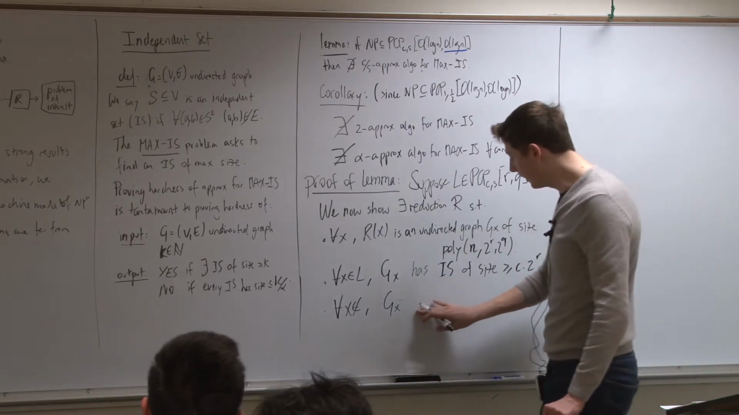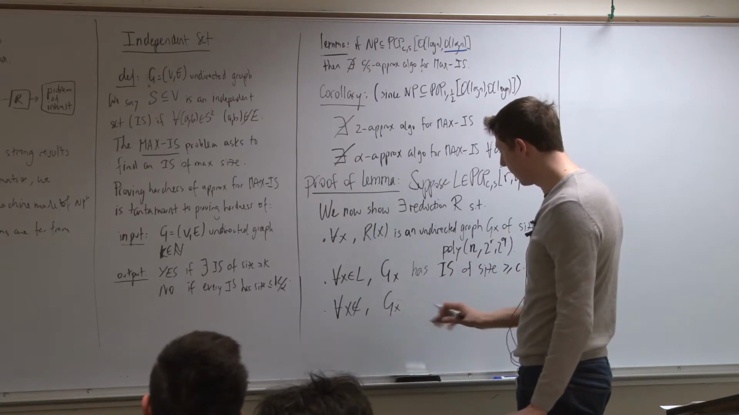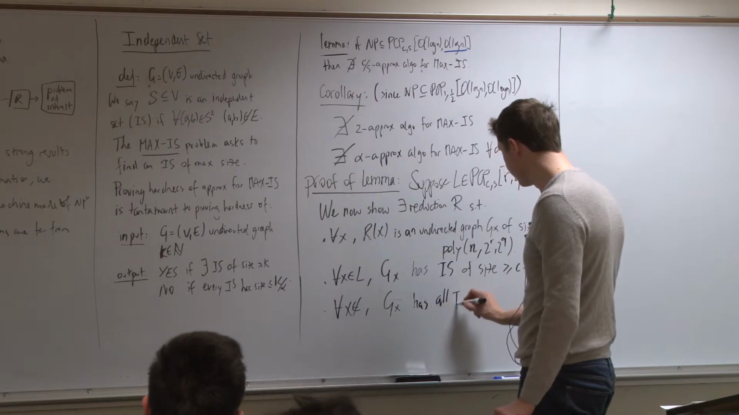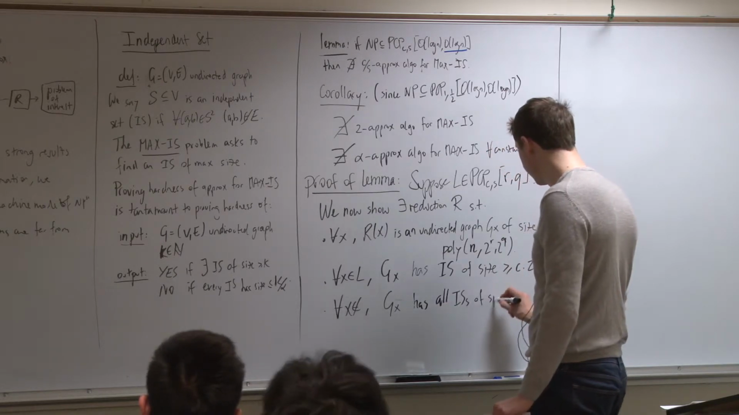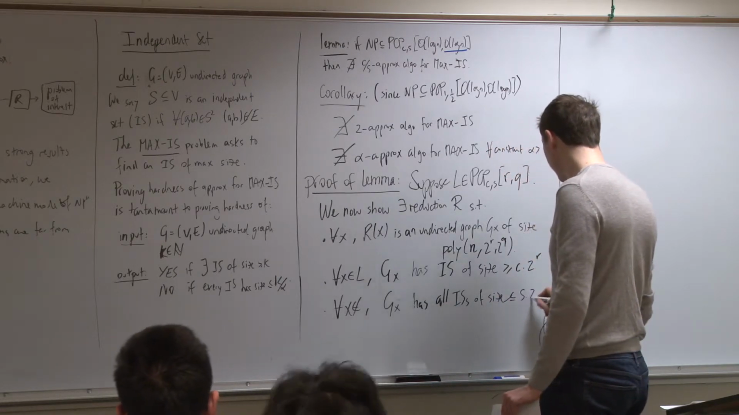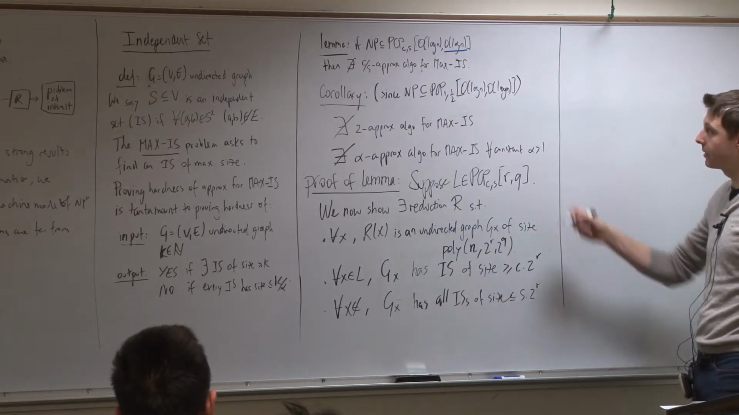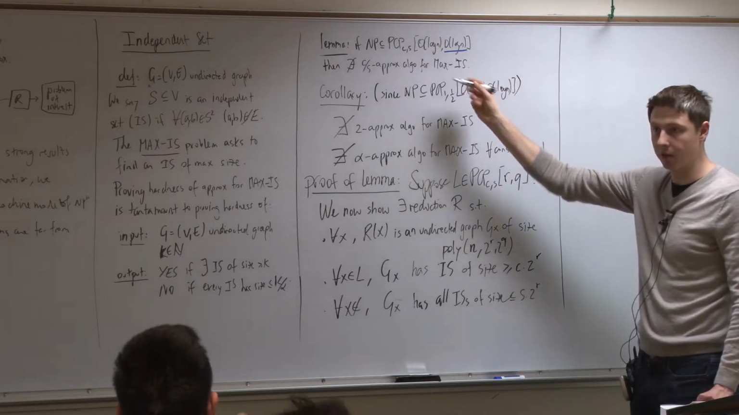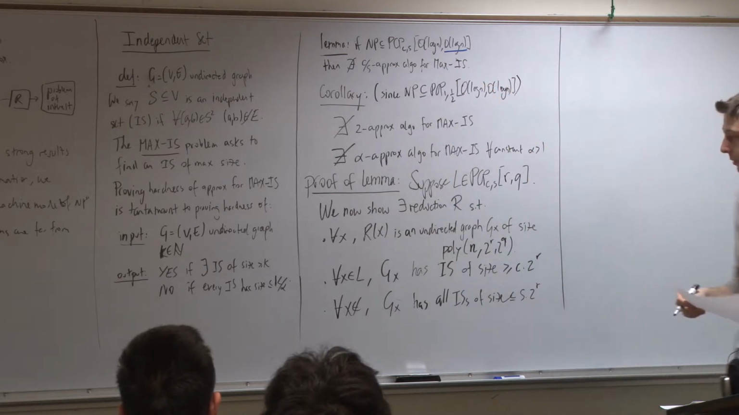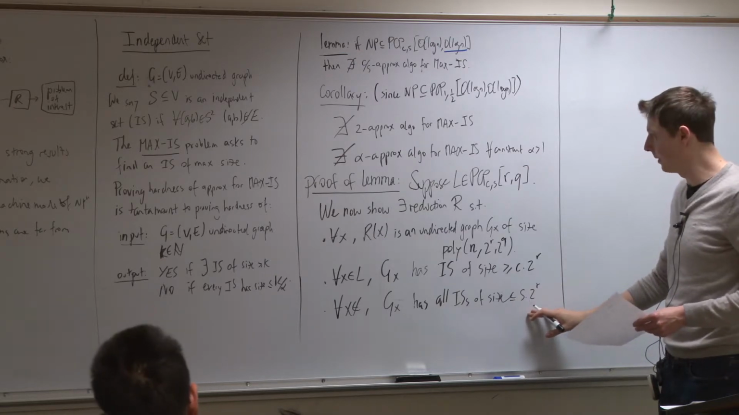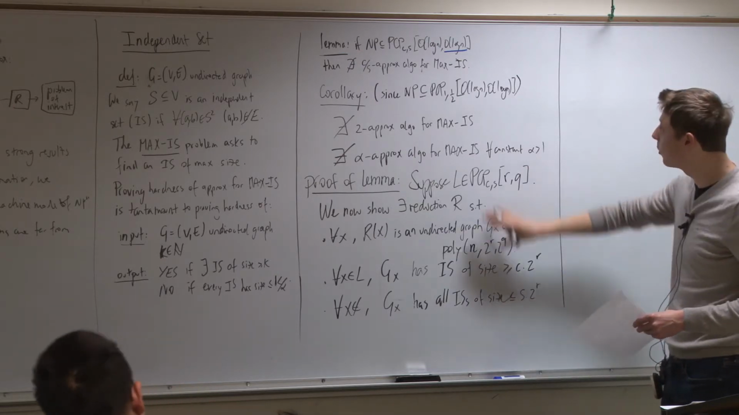Okay? And in the other case, we're going to say that G of x will have all independent sets of size at most s times 2 to the r. And notice that the ratio of these two is precisely c over s, which is kind of what we're trying to target. Okay? So this is what we want to prove. Or rather, this is how we prove this lemma.